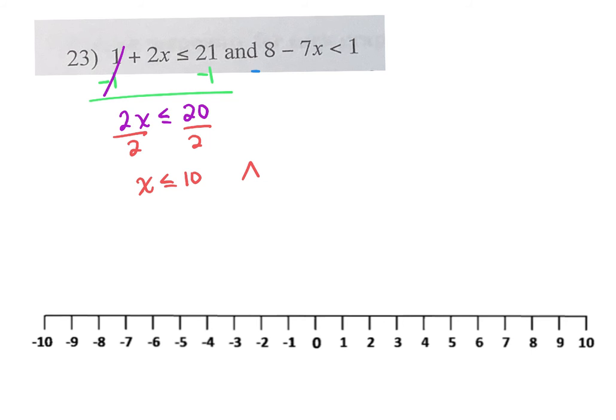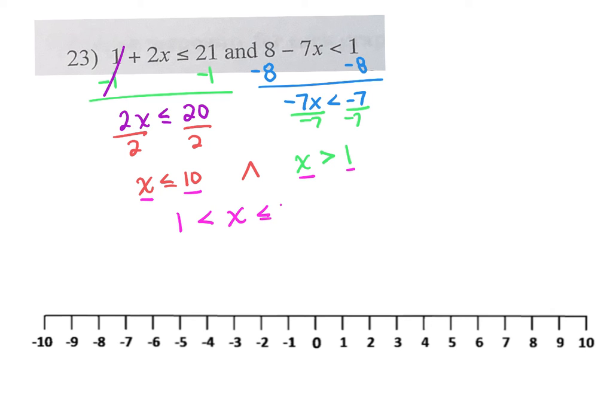On the right, we're going to subtract the 8. We get negative 7x is less than negative 7. Divide by negative 7. We get x is greater than 1. All right? And so here is where you can write it all at once. So you can, at this point, write 1 is less than x, and x is less than or equal to 10.